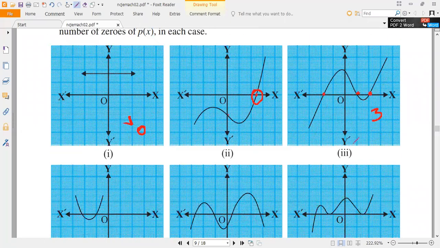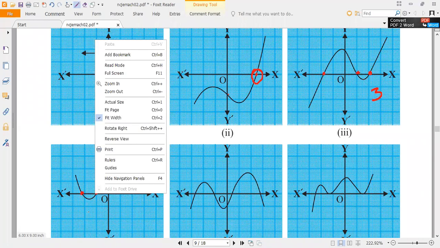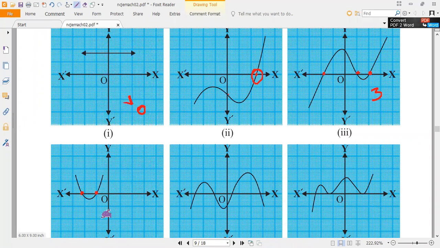Fourth one, 2 zeros. The graph touches the x-axis 2 times. So the number of zeros is 2.